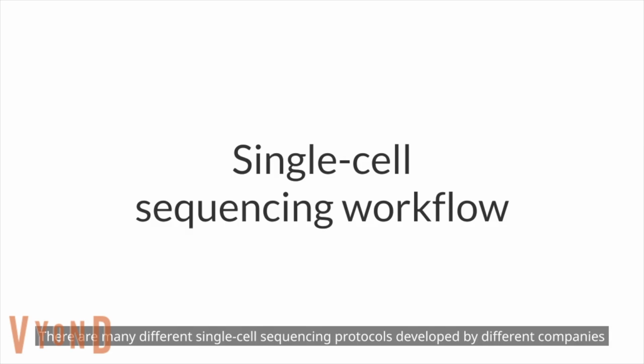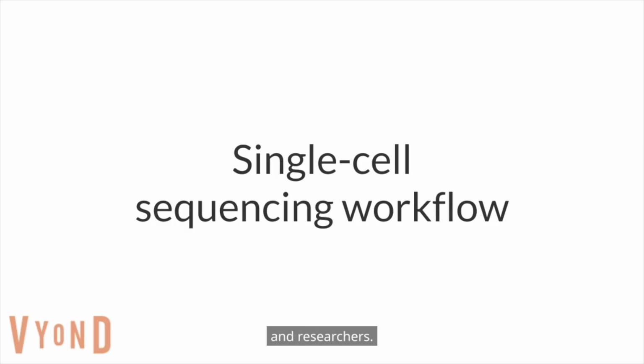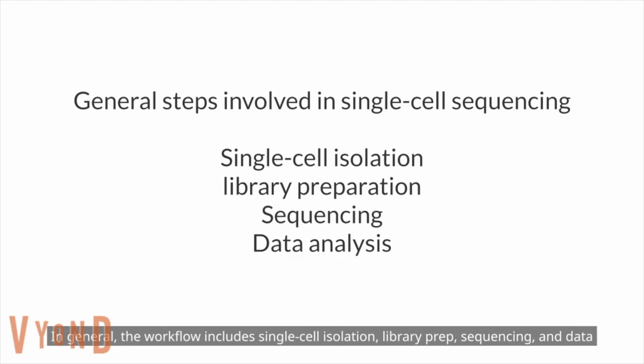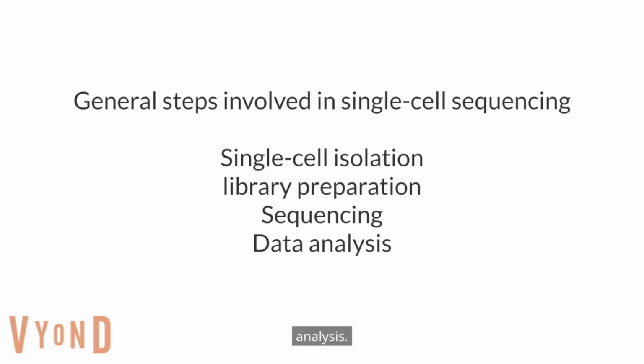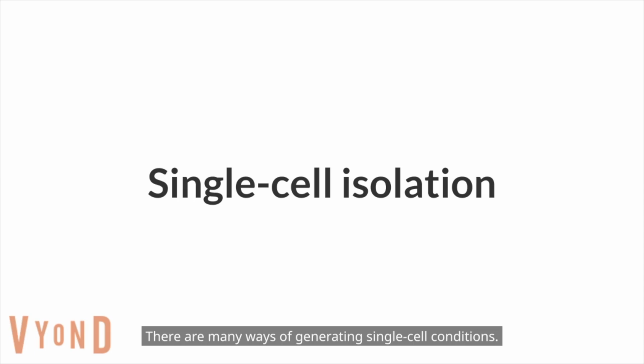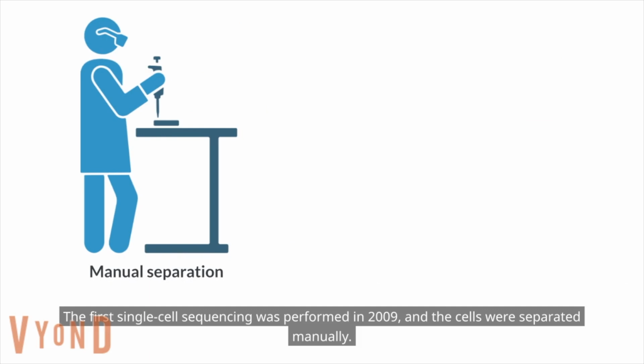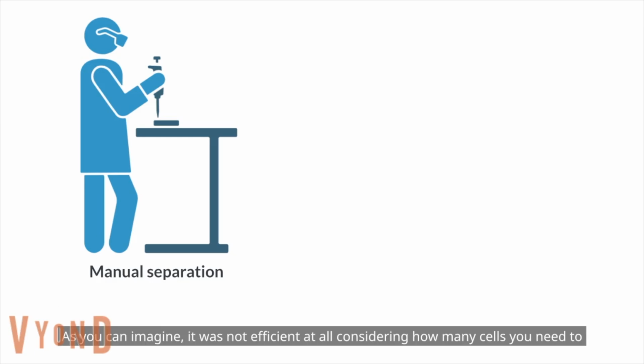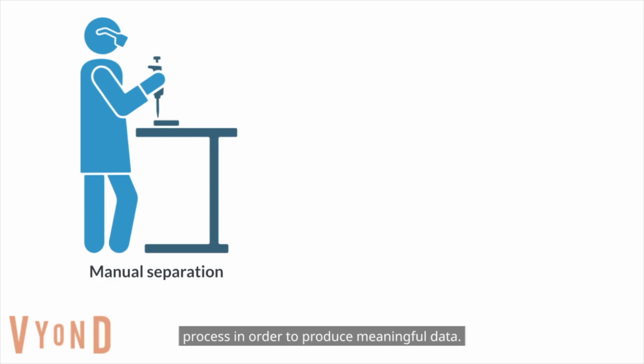There are many different single-cell sequencing protocols developed by different companies and researchers. In general, the workflow includes single-cell isolation, library prep, sequencing, and data analysis. Let's start from single-cell isolation. There are many ways of generating single-cell conditions. The first single-cell sequencing was performed in 2009, and the cells were separated manually. As you could imagine, it was not efficient at all considering how many cells you need to process in order to produce meaningful data.